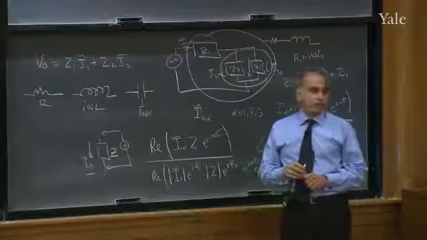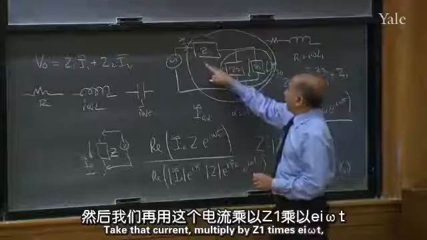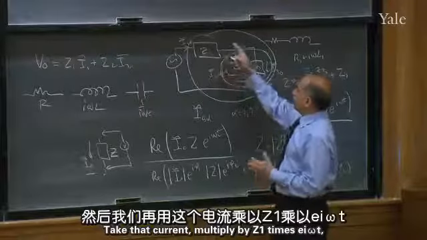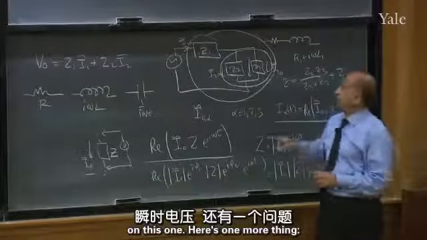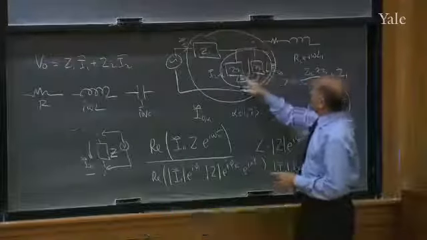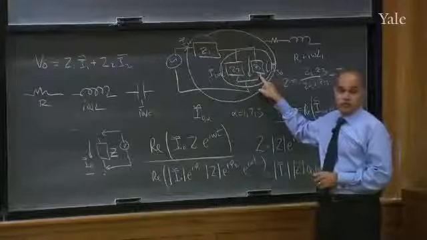Yes? Take that current, multiply by Z1 times e to the i omega t, take the real part, that's the instantaneous voltage on this element. Here's one more thing. When that current comes here, how is it going to branch between these two?